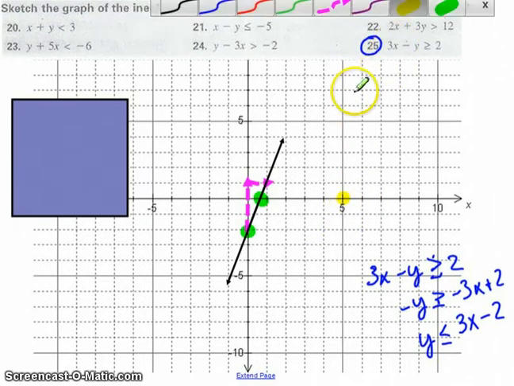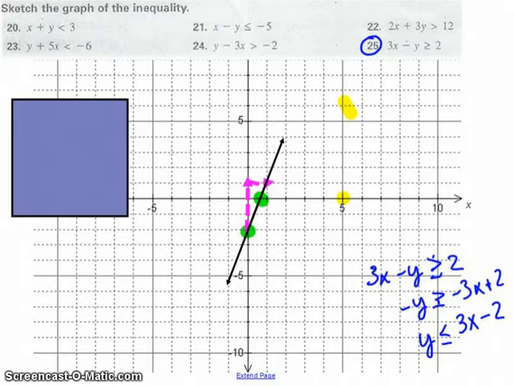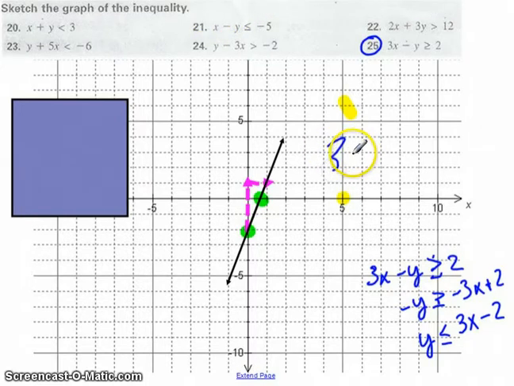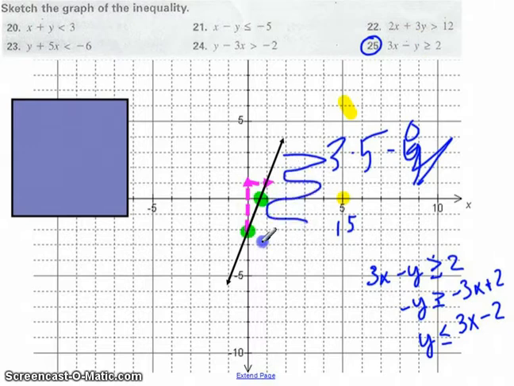So 5 for x, so I've got 3, oops, let's switch pens to something you'll be able to read. 3 times 5 minus y, well, minus 0, I'm sorry, minus 0, not y. 3 times 5 minus 0, well, that's 15, or 15 minus 0, but 15. Is 15 greater than 2? Sure it is. So this side is the side to shade.